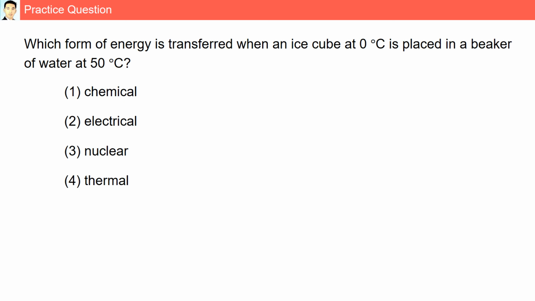Practice question. Which form of energy is transferred when an ice cube at 0 degrees Celsius is placed in a beaker of water at 50 degrees Celsius? Here we have a temperature difference. Therefore, heat energy will be transferred. Our answer is thermal, choice 4.